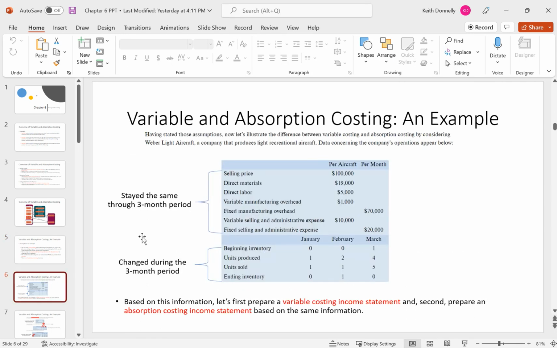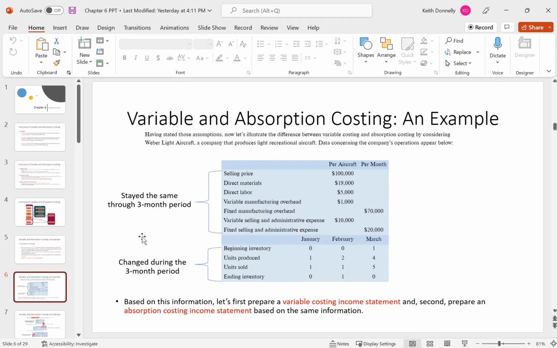All right, so having stated these assumptions, let's look at the difference here for how this might shake out between a variable costing income statement and an absorption costing income statement. Now we're looking here at Weber Light Aircraft. That's the name there. Looks like they produce recreational aircrafts.